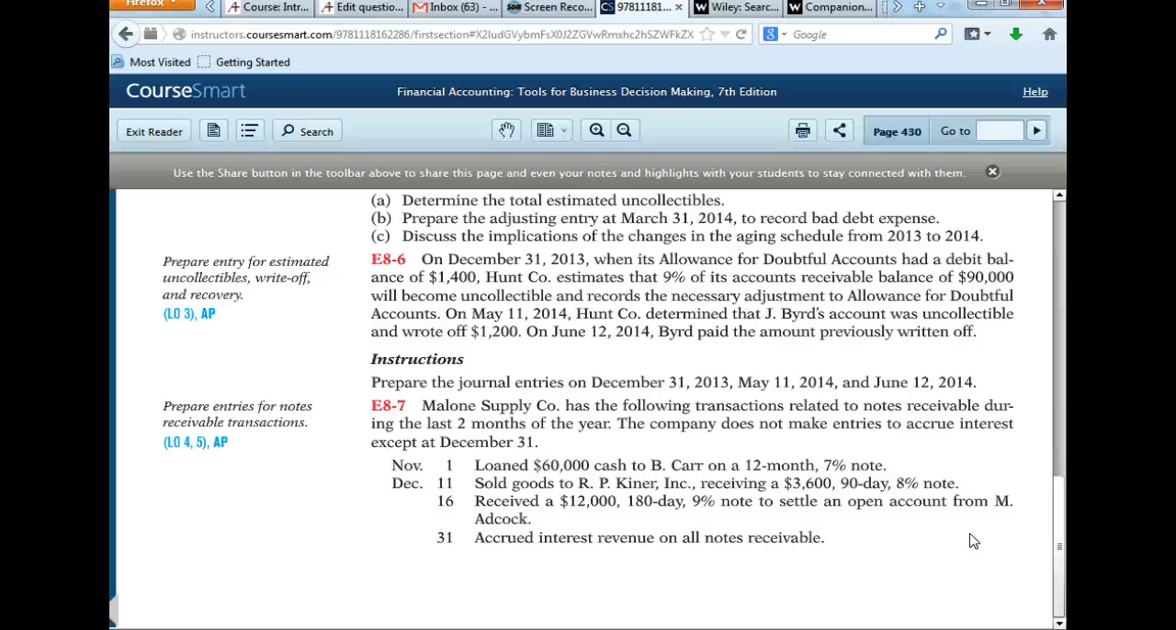On May 11th, 2014, Hunt Company determined that Jay Bird's account was uncollectible and wrote off $1,200. On June 12th, 2014, Bird paid the amount previously written off. Prepare the journal entries on December 31st of 2013, May 11th, 2014, and June 12th, 2014.